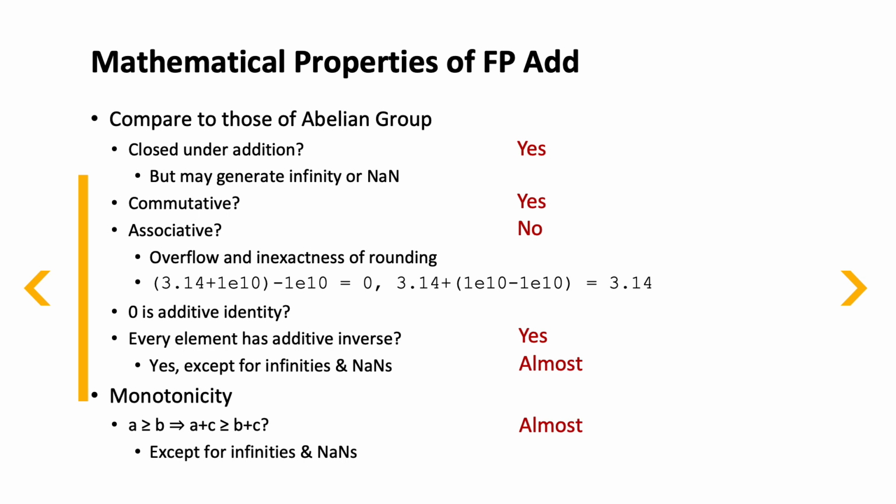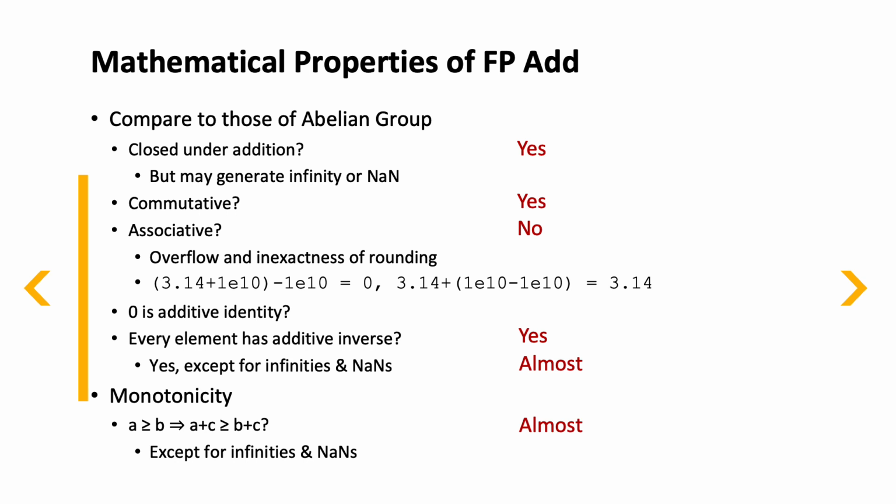And that's the same thing when we deal with monotonicity. What that's talking about is, if A is greater than or equal to B, does that imply that A plus C is greater than or equal to B plus C? So if I take an inequality and add the same number to both sides, is that relationship going to hold? Again, almost. That's not really the case for infinities and not a numbers.